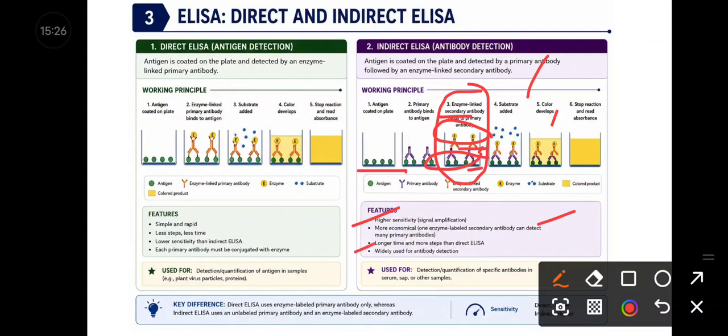Then third is longer time, more steps than direct ELISA. Yeah, definitely, because of one extra step, step number 3, another antibody we have to use, so it will take longer time and one more step than the direct ELISA, but it is more widely used for antibody detection. So this is about the direct and indirect ELISA.